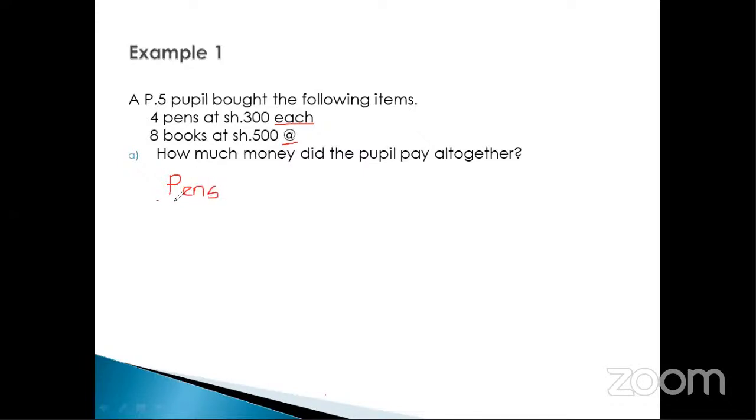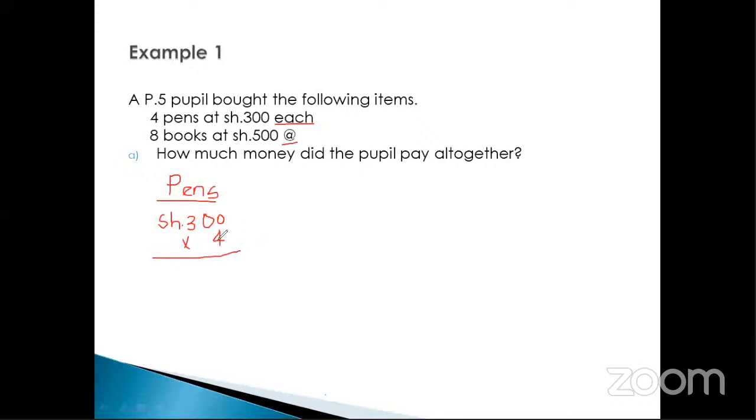Now, just like my boy said, for us to find the cost of 4 pens, we are going to multiply 300 shillings by 4. So here you just come and say, okay, each pen is 300 shillings. You can just put 300 shillings here. To get the total cost of 4 pens, you multiply 300 by 4. This one, you will know the money you are spending.